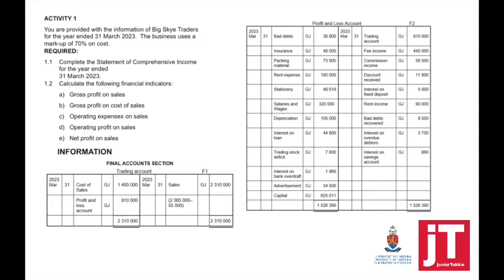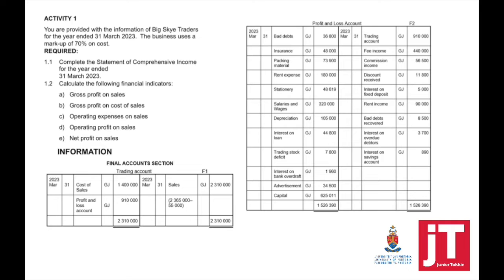We're going to look now at Chapter 11, Financial Statements and Analysis and Interpretation. Required: complete the statement of comprehensive income for the year ended 31 March 2023 and calculate the following indicators. They provided you with the trading account and the profit and loss account. So this activity is just going to focus on how to complete the income statement.